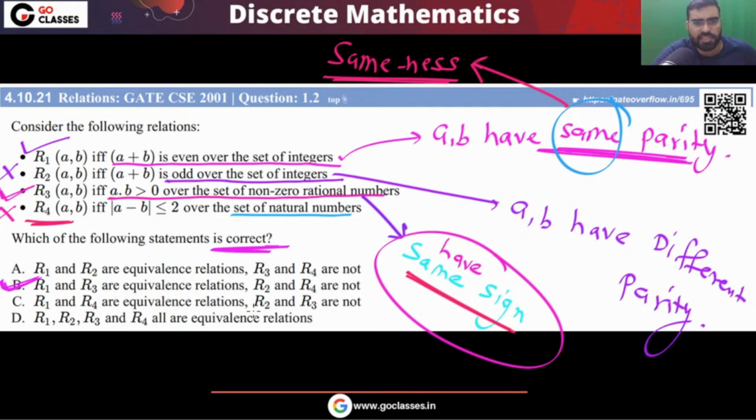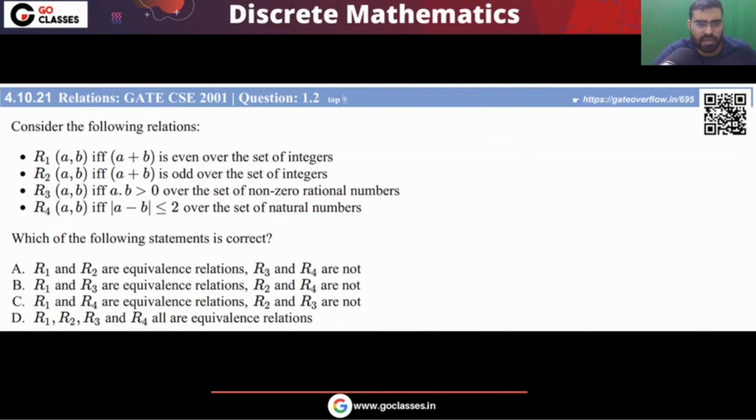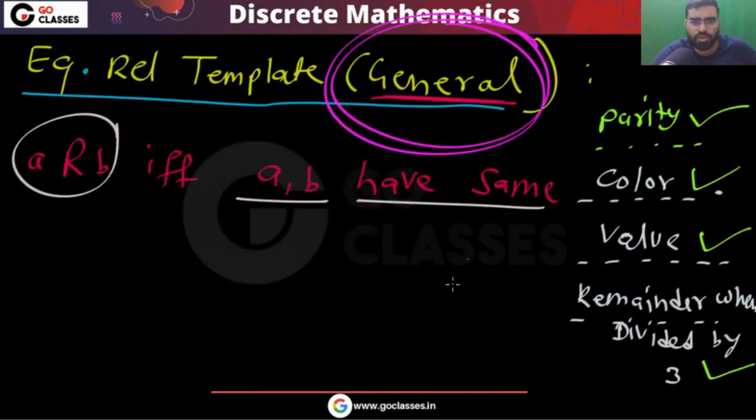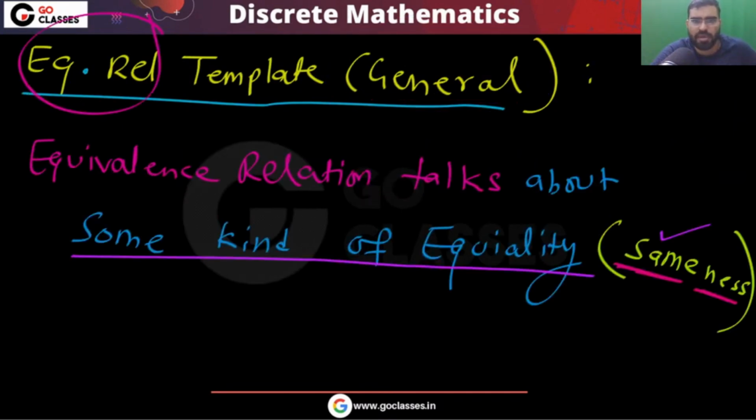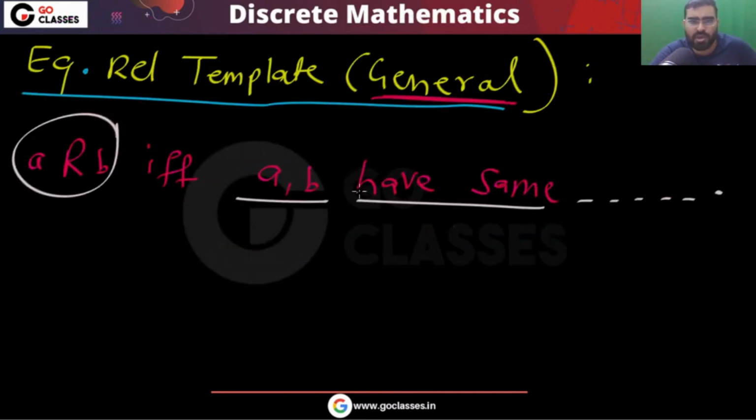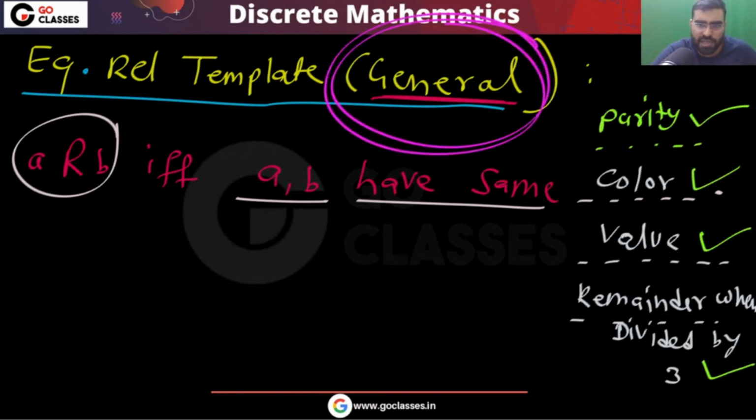Please tell me, did you understand this sameness concept? Some kind of sameness you have. So this is the general template for the equivalence relation. Some kind of sameness we are talking about. Same color, same value, same parity, same remainder when you divide by 3, same remainder when you divide by 4. Same remainder when you divide by k.